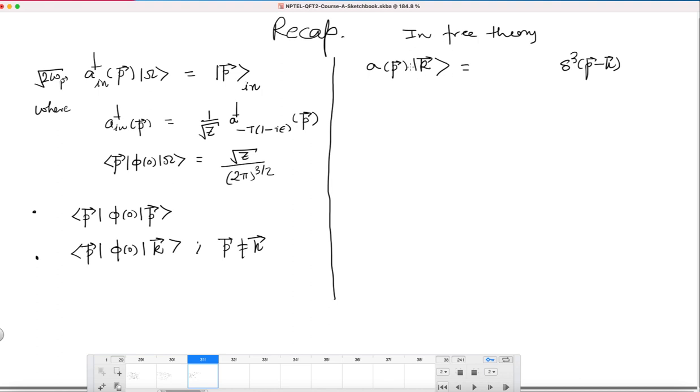So it will kill a single particle state, and it will leave behind the vacuum, and this is the coefficient which hits only when p equals k, and there was this normalization factor.